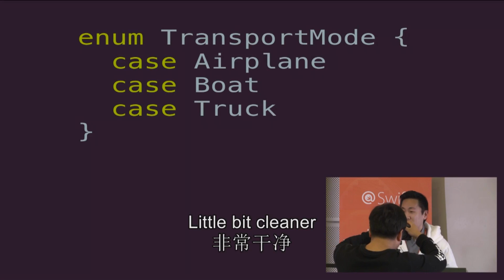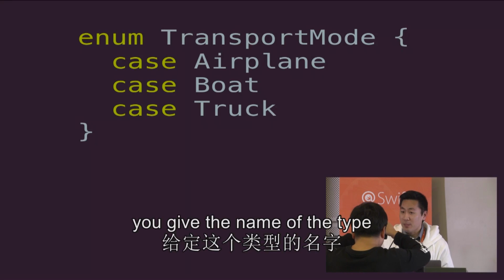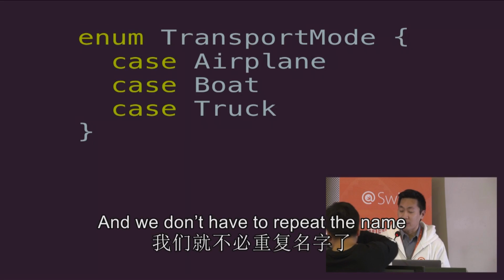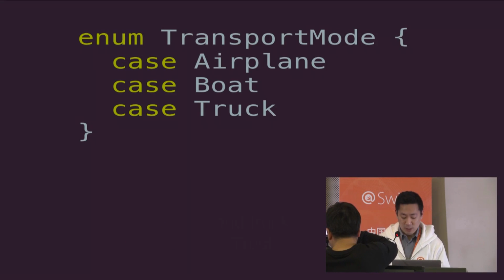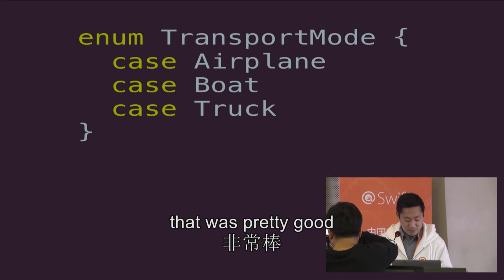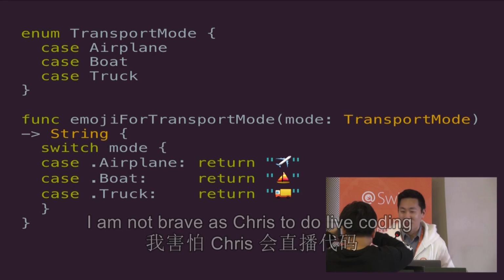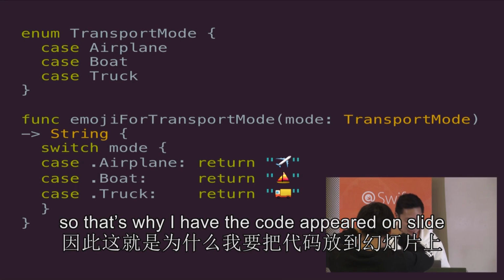A little bit cleaner. It's just a single keyword. You give the name of the type, and then we have our three cases, right? And we don't have to repeat the name. We can just say airplane, boat, and truck. That looks pretty good. I should note, I'm not as brave as Chris to do live coding, so that's why I have the code up here on slides.